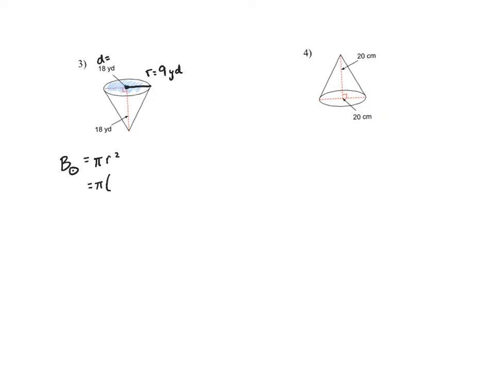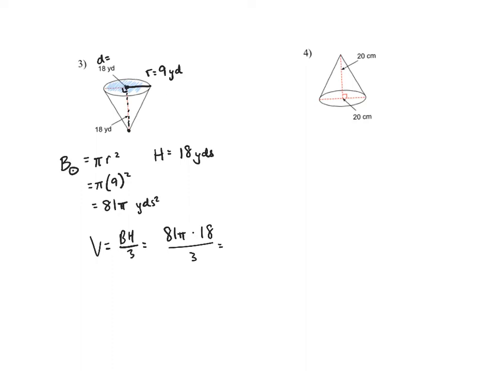So my radius is going to be 9 yards. So pi times 9 squared, also known as 81 pies. And then my height would be the perpendicular distance from the base to that vertex, so 18 yards. So my volume is going to be big B times big H divided by 3. Big B is 81 pies. Big H is 18, and we're going to be dividing by 3.